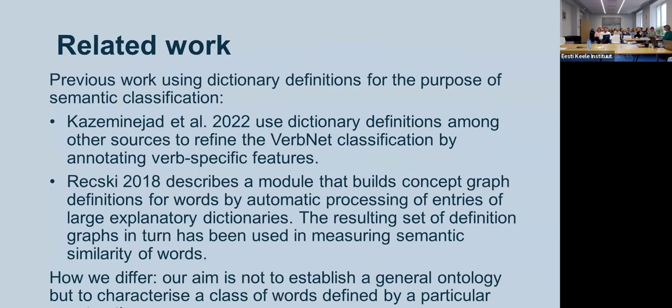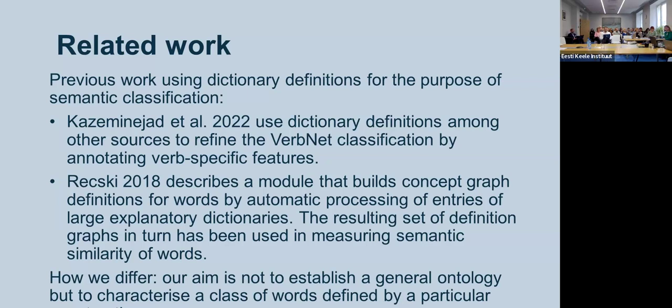And there is previous work using dictionary definitions for the purpose of semantic classification. For instance, dictionary definitions have been used, among other sources, to refine VerbNet classification by annotating, extracting precisely such verb-specific features that are not captured by general categories or general event types.